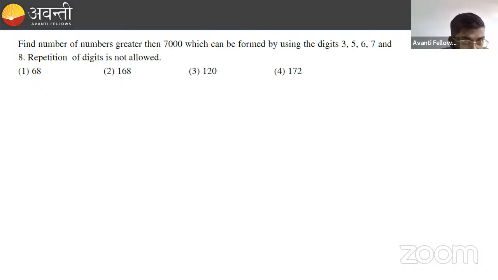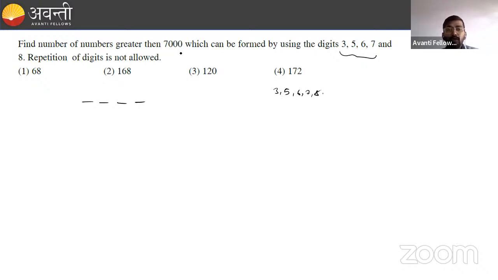Now we have to find the number of numbers greater than 7,000 which can be formed using the digits 3, 5, 6, 7 and 8. Repetition of digits is not allowed. Okay. So here we have to find the number of numbers greater than 7,000. So first of all, there are 5 digits with us. The digits are 3, 5, 6, 7 and 8.